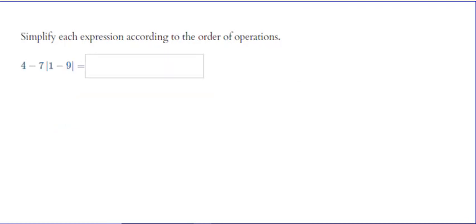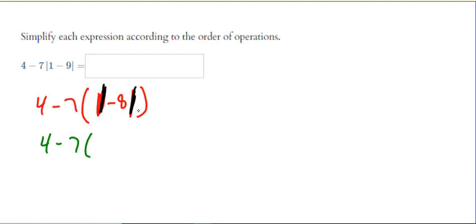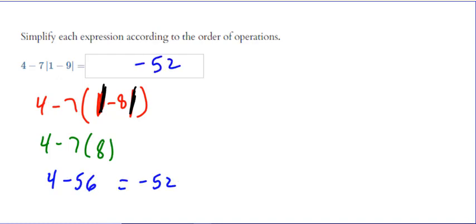All right, so we're going to do a couple more. So 4 minus 7 times 1 minus 9 is -8, right? So I'm putting that in the absolute values. Here are my absolute value bars. So that's 4 minus 7 times the absolute value of -8, which is +8. So we got 4 minus 56, ladies and gentlemen, that is -52. So basic little order of operation stuff.